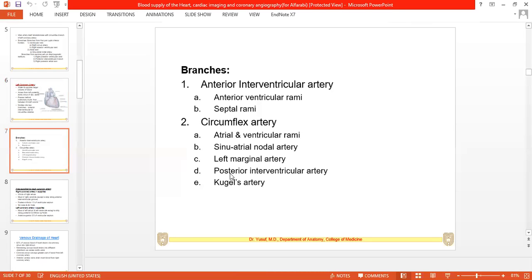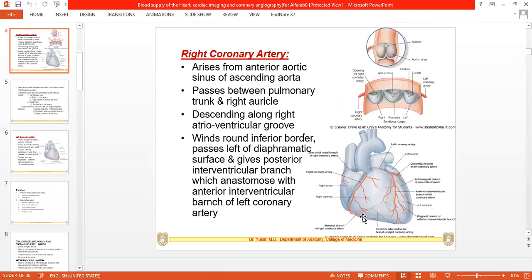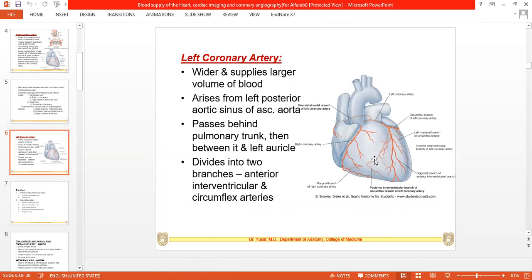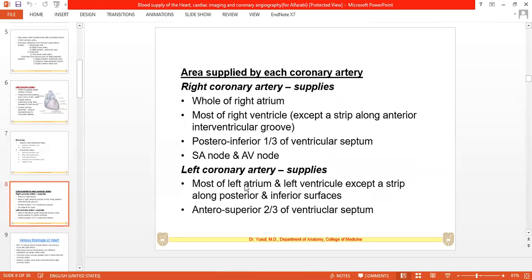Okay. Then the posterior interventricular artery. Just like we had the posterior interventricular branch from the right coronary artery, similarly, the circumflex branch also gives the posterior interventricular branch of the left coronary artery. So both the right as well as the left coronary arteries give interventricular branches. Okay. Then there is also an artery called Kugel's artery. All these arteries are the branches from the left coronary artery.